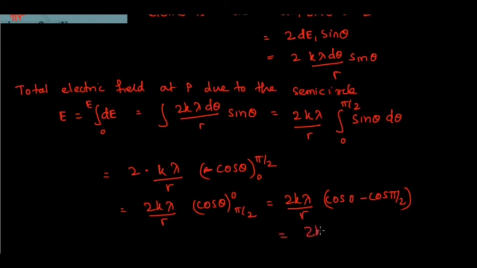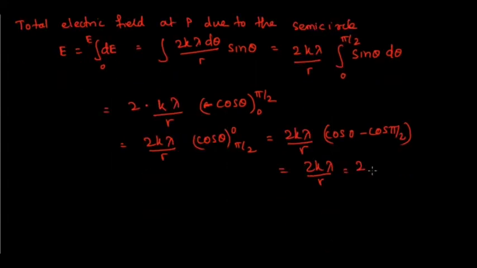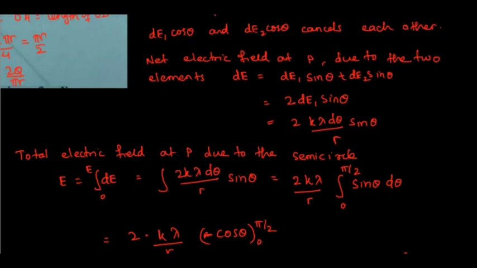So that is equal to 2k lambda by r, and it is equal to 2 into k, which is 1 by 4 pi epsilon naught, and here I have r, and what is lambda? Lambda is 2q divided by pi r. So 2 into 2 is 4, 4 by 4 cancels, so we get q divided by pi square epsilon naught r square. So this is the expression for the electric field at the point P.